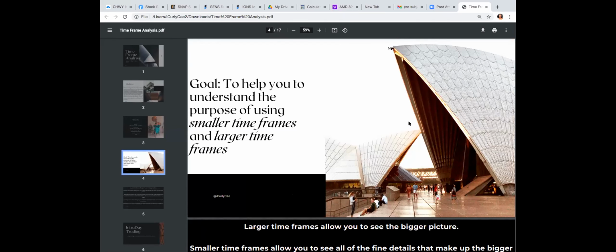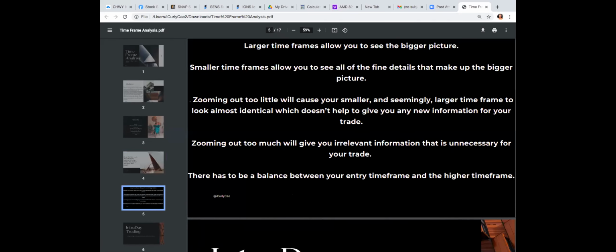All right, so the goal for today is to help you understand the purpose of using smaller time frames and larger time frames. Larger time frames allow you to see the bigger picture. Smaller time frames allow you to see all of the fine details that make up the bigger picture. Zooming out too little will cause your smaller and seemingly larger time frame to look almost identical, which doesn't help to give you any new information for your trade. Zooming out too much will give you irrelevant information that is unnecessary for your trade. There has to be a balance between your entry time frame as well as your higher time frame.